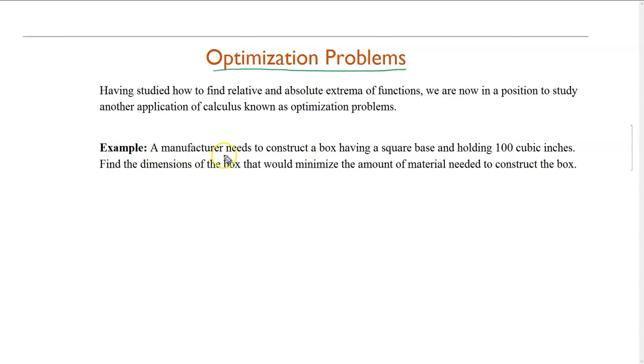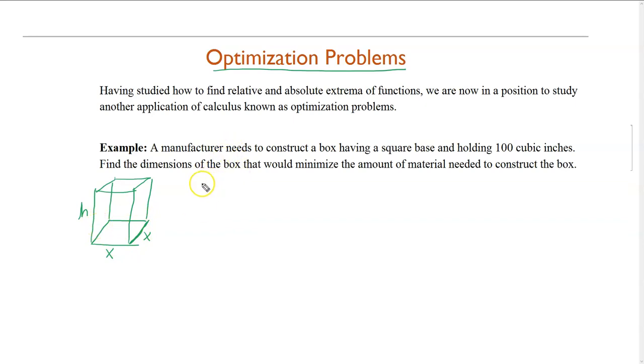So here we have a manufacturer needs to construct a box having a square base that holds 100 cubic inches. We want to find the dimensions of the box that would minimize the amount of material needed to construct the box. So the first thing that you want to do when you're faced with a problem like this is, if possible, draw a picture and label variables. So we want to construct a box with a square base. Let's label the base sides as X, and we'll call the height H. So we drew a picture, we labeled unknown variables.